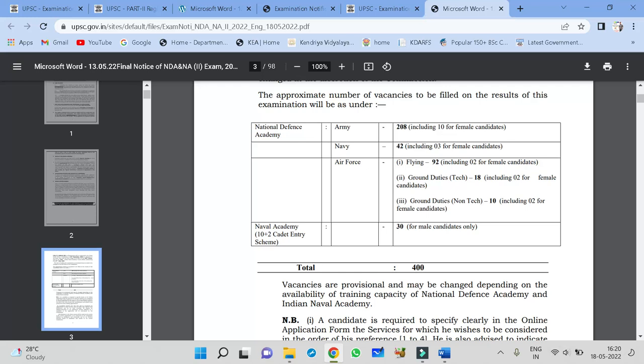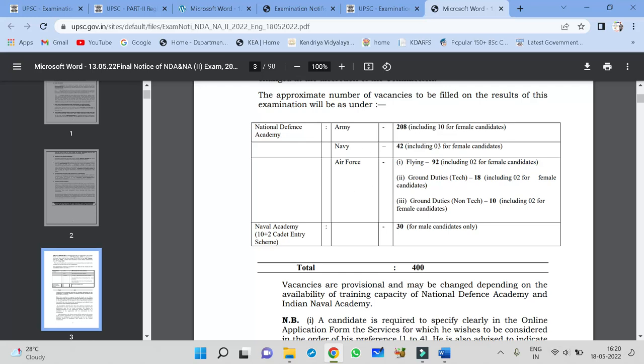So here, how many seats are there? Total 400 seats are there in this second notification, NDA and NA. About NDA, National Defence Academy, in Army there are 208 seats, which includes 10 for female candidates. So 10 seats will be reserved completely only for female candidates. And in Navy there are 42 seats, in which 3 seats are reserved for female candidates.